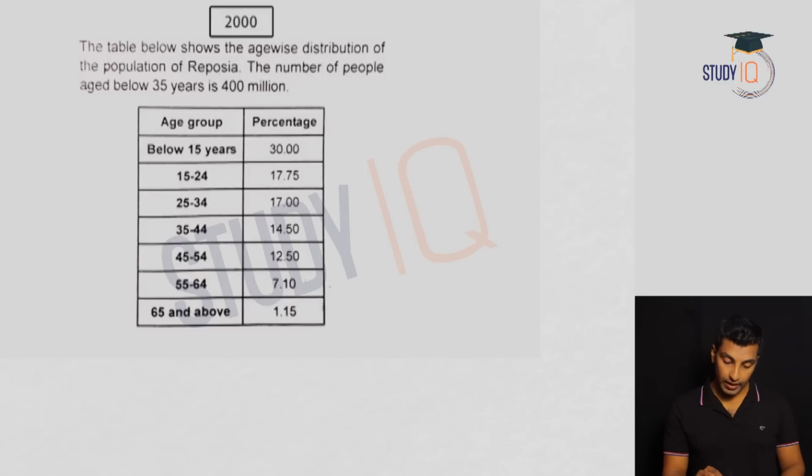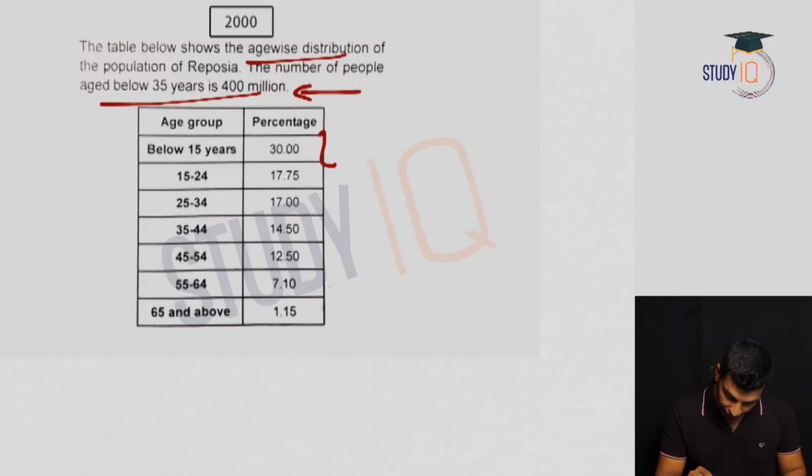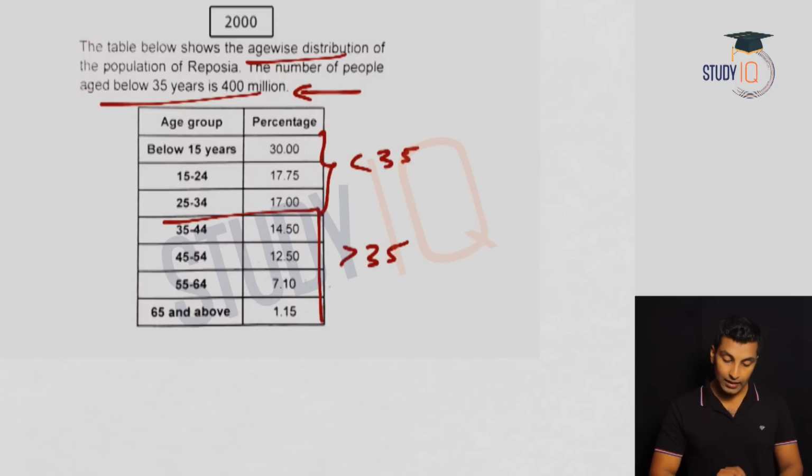So what is given? The age-wise distribution of population is given. The number of people aged below 35 years is 400 million. So this is the information from which you need to start, right? Number of people aged below 35. That means this much, right? So from here it is above 35, so this is greater than 35. This is less than 35. So for less than 35 years, the total population is 400 million.